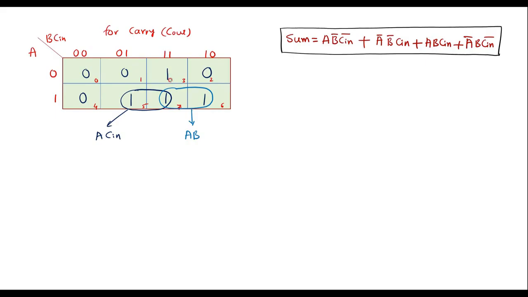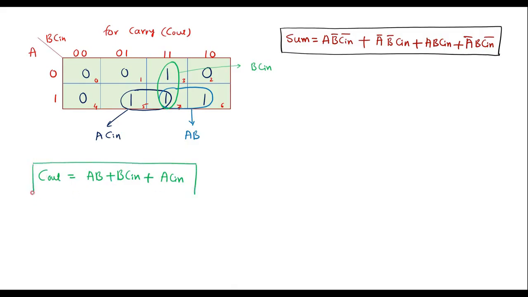Now we have one more one here. That one and this one together, I can make a pair here. The value of this will be, with respect to the column, B C in. Therefore I can write the carry out expression as Cout is equal to AB plus B C in plus A C in. So this is the carry out expression of full adder.